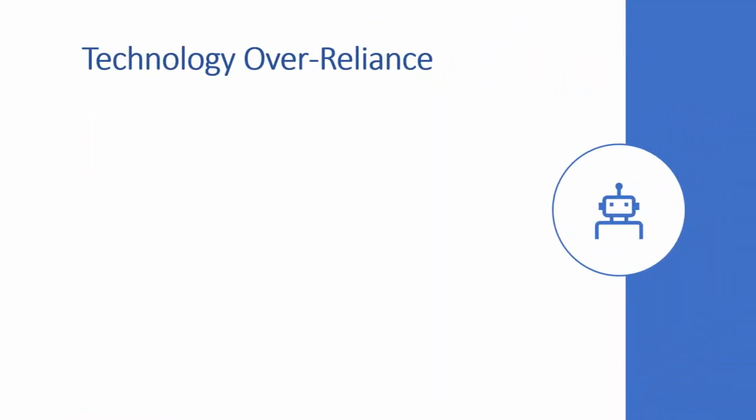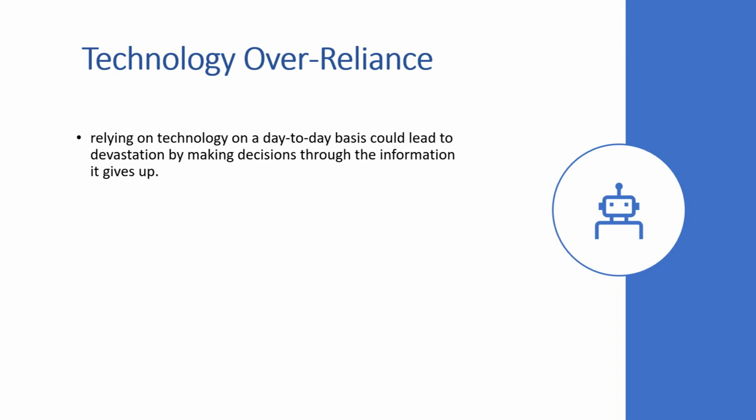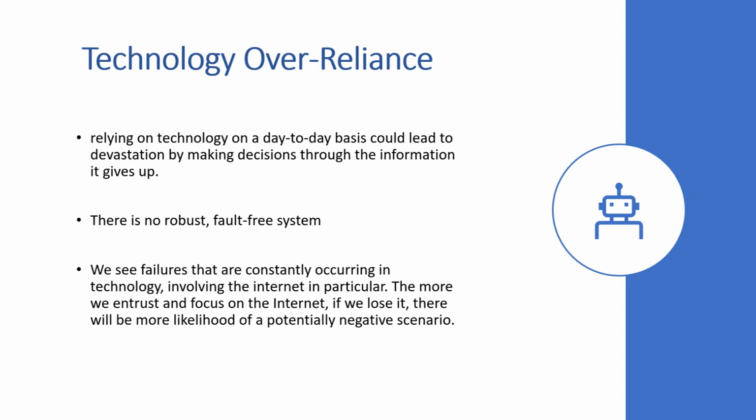Technology over-reliance. Relying on technology on a day-to-day basis could lead to devastation by making decisions through the information it gives up. There is no robust, fault-free system. So we see failures that are constantly occurring in technology involving the internet in particular. The more we entrust and focus on the internet, if we lose it, there will be more likelihood of a potentially negative scenario.